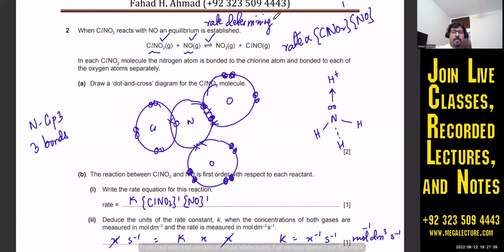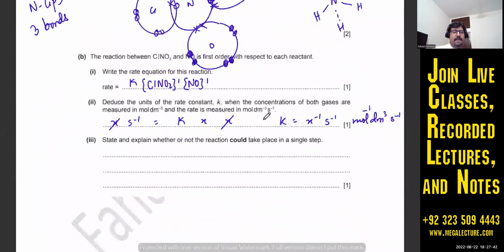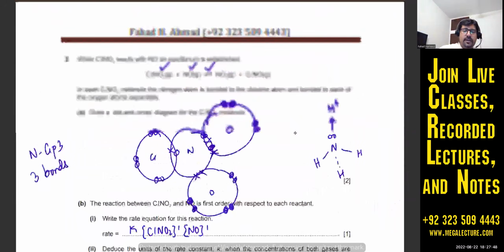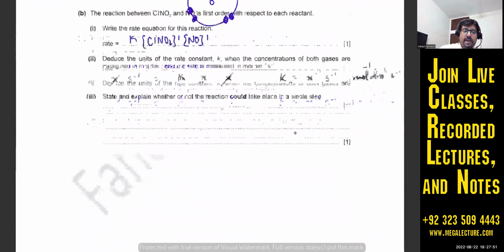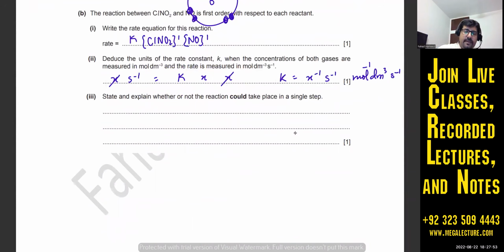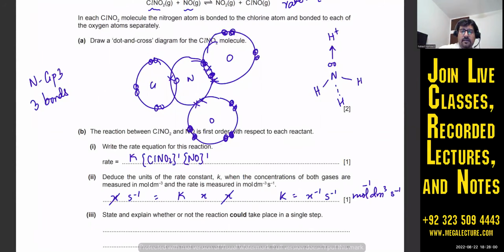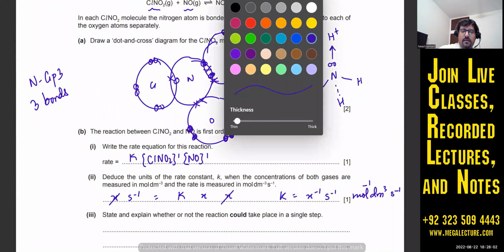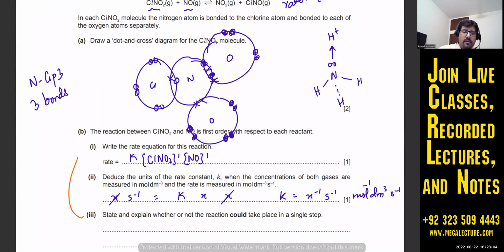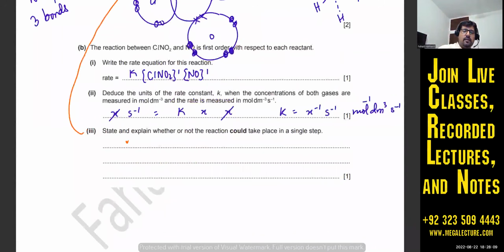So that is a possibility. It can possibly take place in a single step. The answer would be what is written up here. You just have to explain that if it's a single step, then you'll still get the same order. I'll write this here, just a second. So yes, that's possible, right?